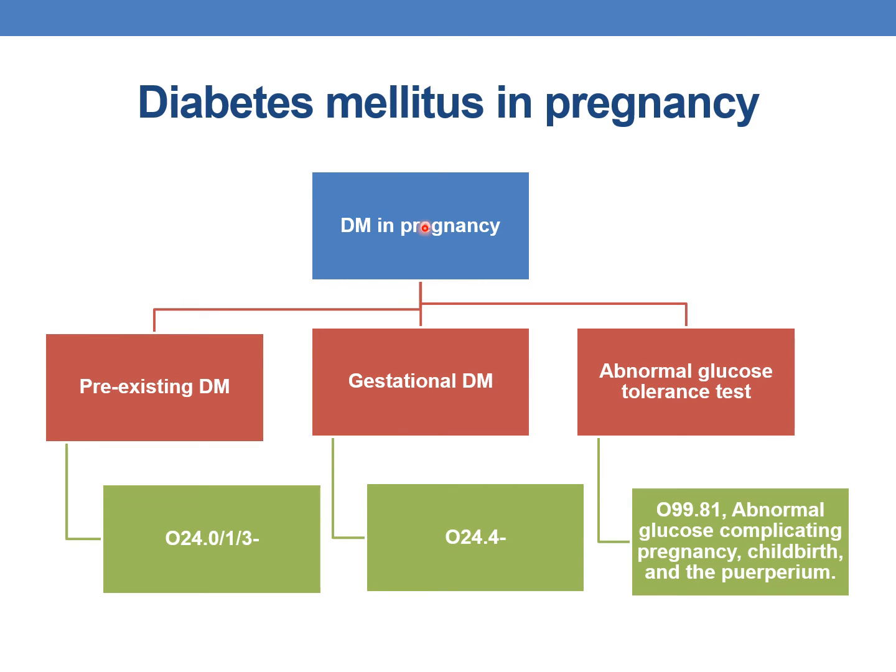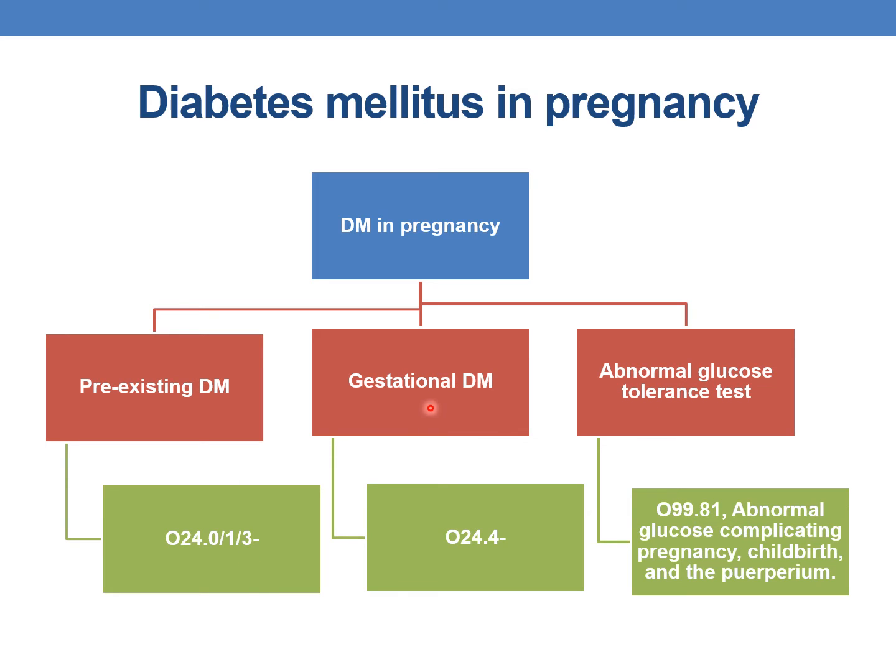Now, DM in pregnancy means either DM is pre-existing, or it occurs during the pregnancy, or there is an abnormal glucose tolerance test. There are three scenarios for diabetes mellitus in pregnancy. First case is a patient who is a diabetic and is pregnant; in that case it is considered pre-existing diabetes mellitus. For pre-existing diabetes mellitus, the codes are O24 dot, where the fourth character is 0, 1 and 3. We will discuss the specific codes in detail in the further session. So as of now, the category O24.0, 1 or 3 should be given for pre-existing.